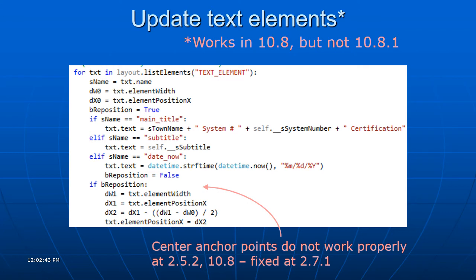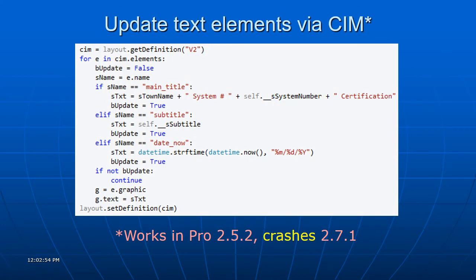Unfortunately, this particular approach of listing elements and updating the element text does not work in Enterprise 10.8.1. It will cause a Java lang exception, could not service request. However, it works fine in 10.8. An alternative approach that works in 10.8.1 is to modify the CIM. However, again, if I run this in Pro 2.7.1, it will crash.